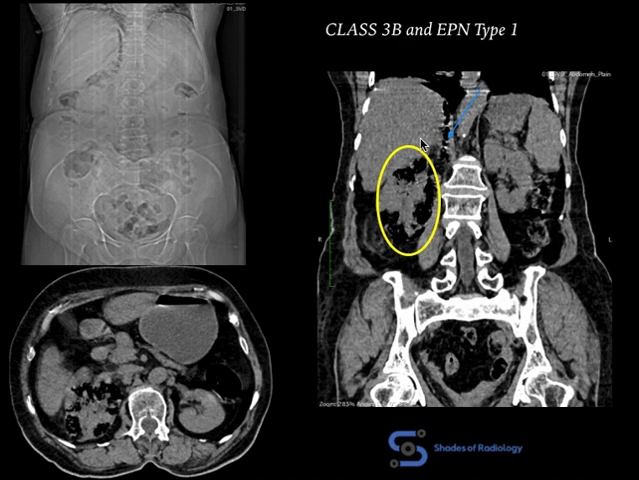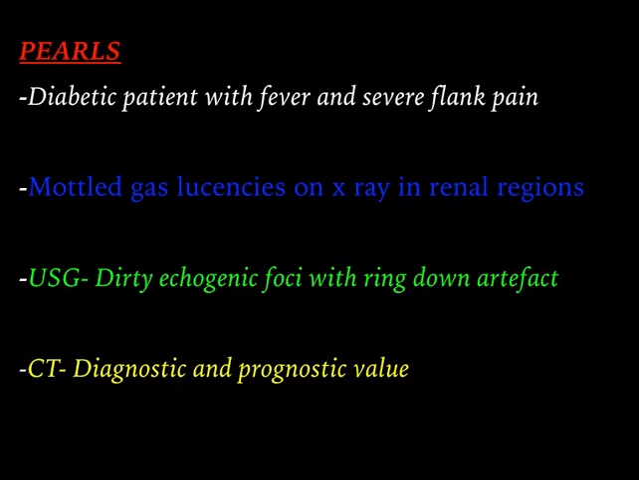Our case comes under class 3B of Huang-Szeto classification, and radiologically it's classified into type 1. So few points to remember in emphysematous pyelonephritis are it's more common in diabetic patients and they present with fever and severe flank pain.